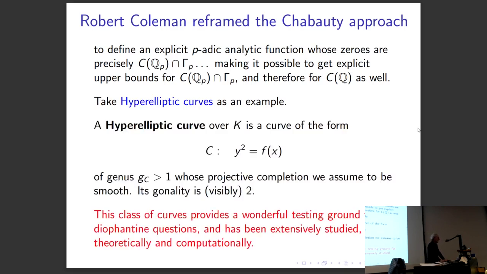So for this, hyperelliptic curves form a very good collection of examples. A hyperelliptic curve, as I mentioned before, is something with gonality 2, and it's expressible as y squared equals f of x appropriately. And as I say down below here, this class of curves provides a wonderful testing ground for Diophantine equations.